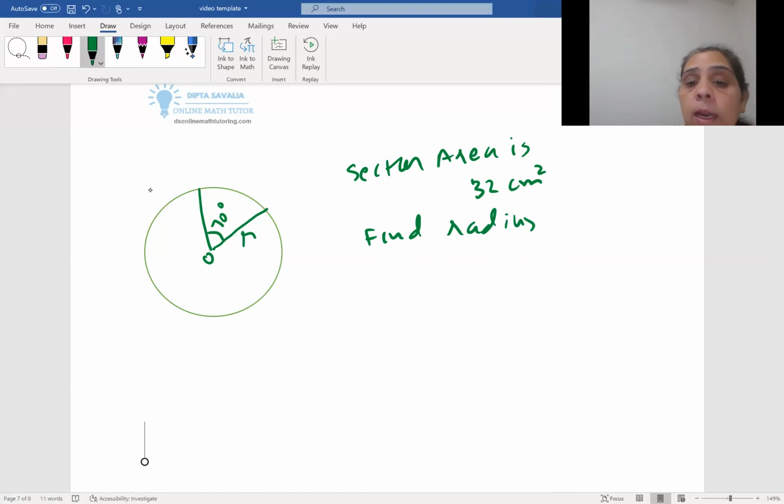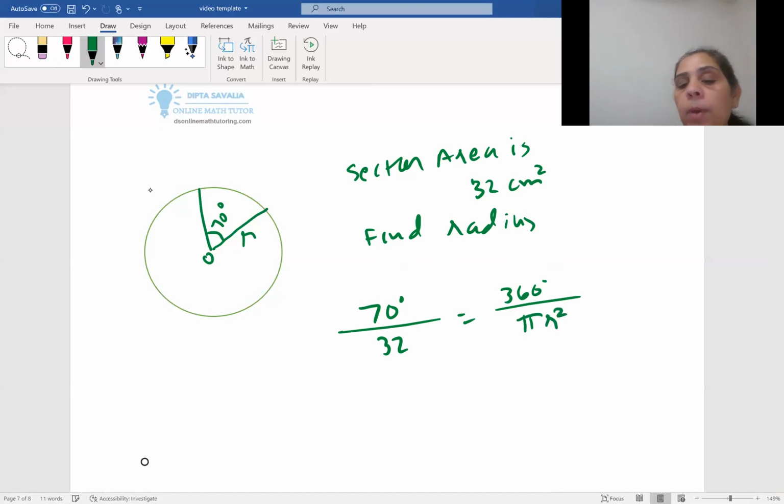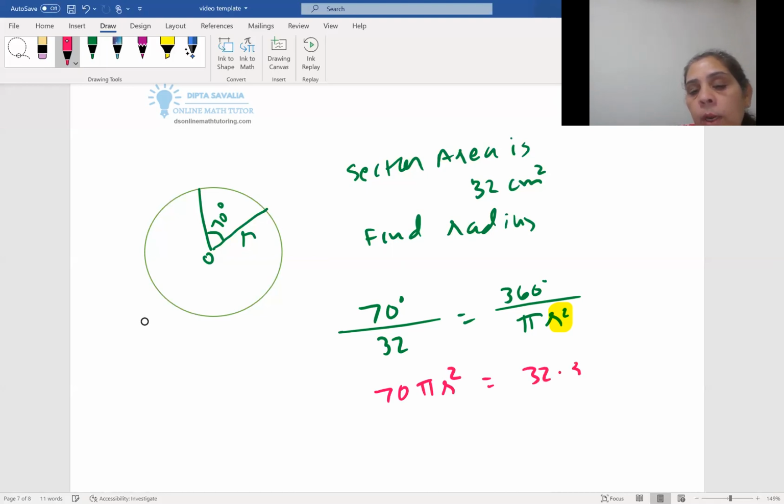So we are talking about sector area, so we will just make proportion. Angle is 70 degree. What is area of sector? 32. Angle of whole circle, it must be there, 360 degree. We know that. And radius we need to find, so simply we will just write down pi r square, right? So what is unknown? Unknown is r square, right? We need to find r square. So we will solve for r square, and then we will do square root. So we can do cross multiplication. 70 pi r square equal 32 times 360, and then you divide by 70 pi.